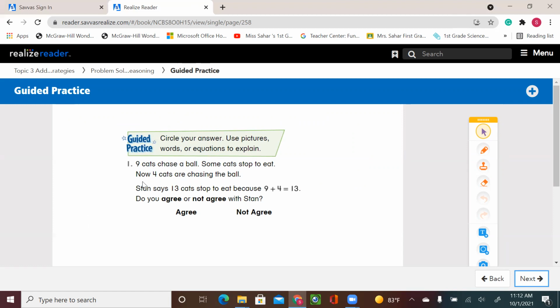Okay, so let's see what we have here. Page 142. Circle your answer. Use pictures, words, or equations to explain. 9 cats chase a ball. Some cats stop to eat. Now 4 cats are chasing the ball. Stan says 13 cats stop to eat because 9 plus 4 equals 13.